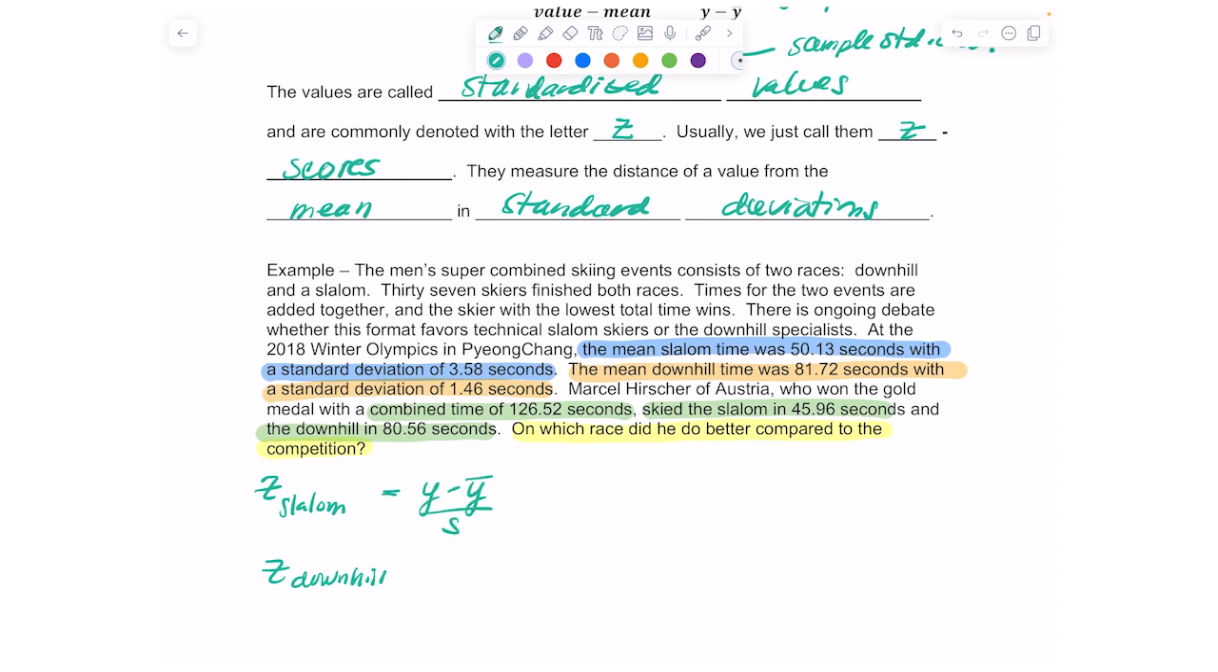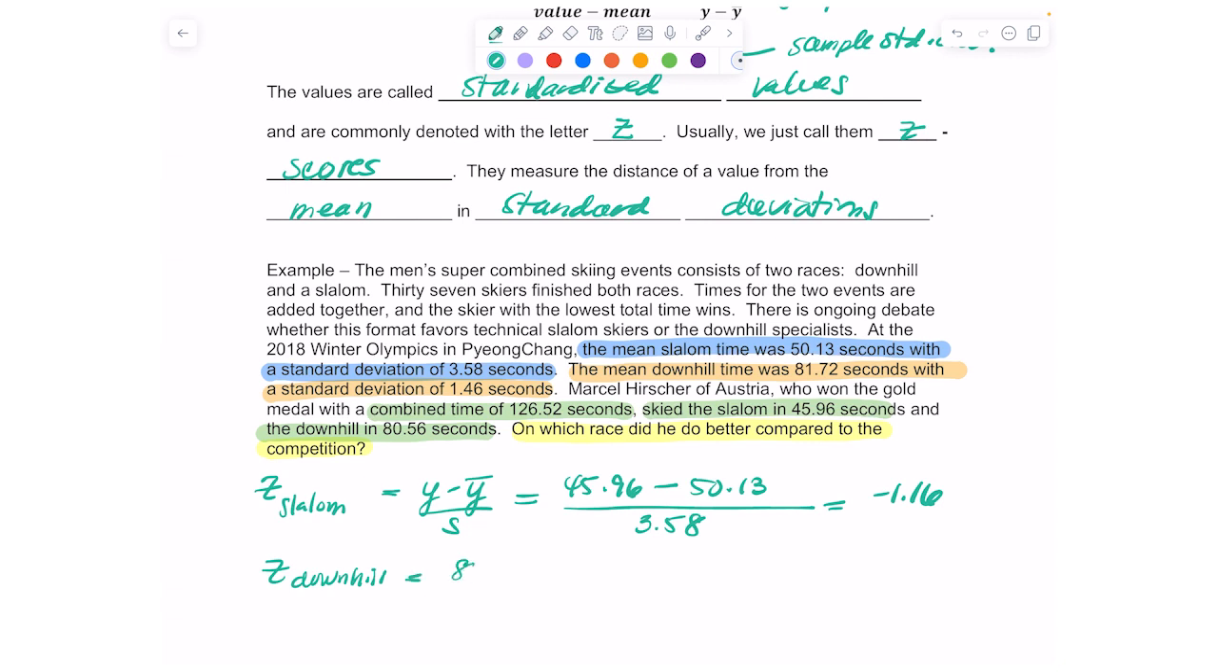So the value I have for slalom is 45.96, and I'm going to subtract the average time for the slalom, which was 50.13. And then I'm going to divide by the standard deviation for the slalom, which is 3.58. And when I do that, I get negative 1.16. Okay, so if you're not sure how I got that, you can subtract these two and then take your answer and divide by 3.58.